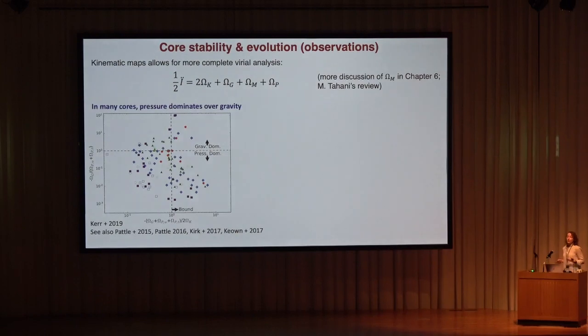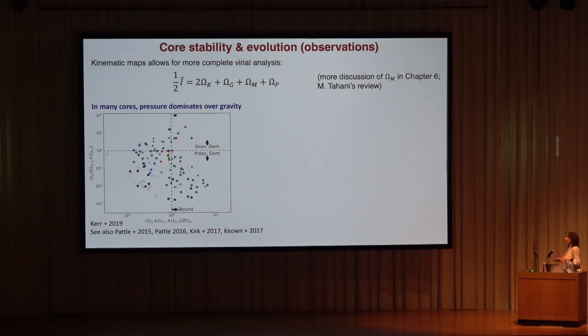So what do we learn from adding those kinematic properties to our data? And again, I'm going to focus on cores. There's a rich wealth of information you can learn from filaments, of course, once you add in the kinematic information. One thing we can do is aim to produce a more complete virial analysis of which cores are actually unstable or gravitationally bound or bound by other components.